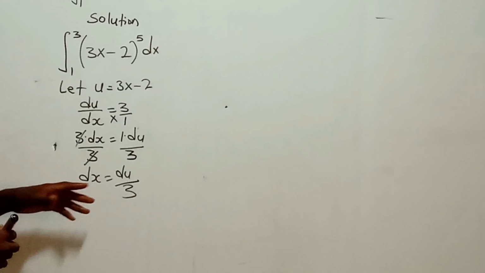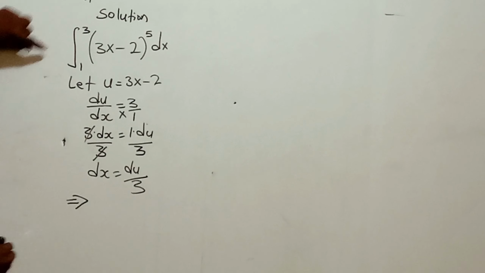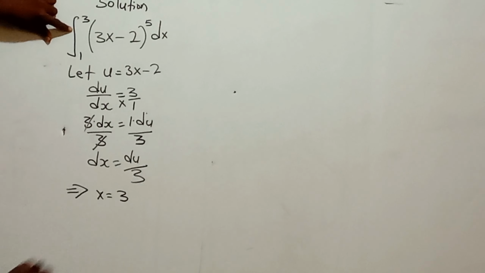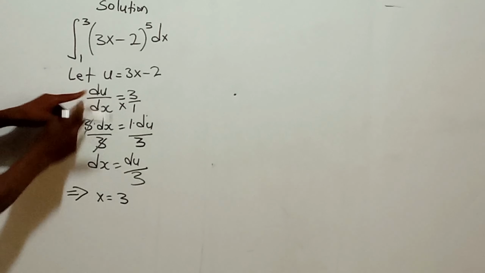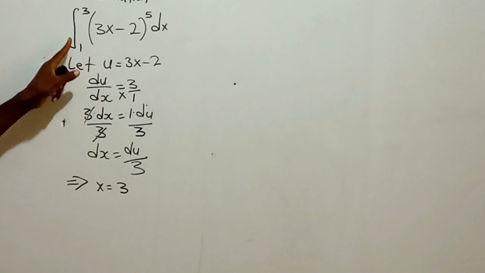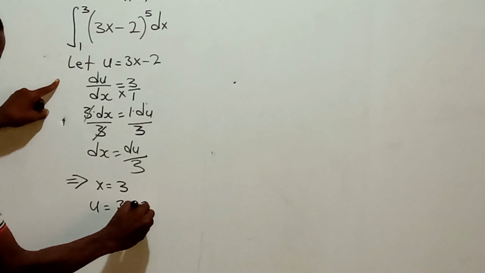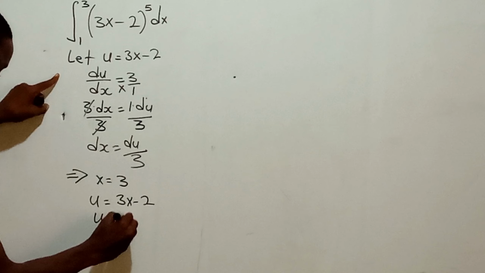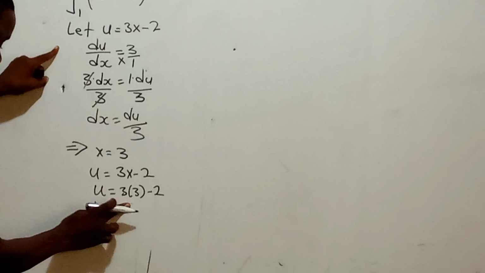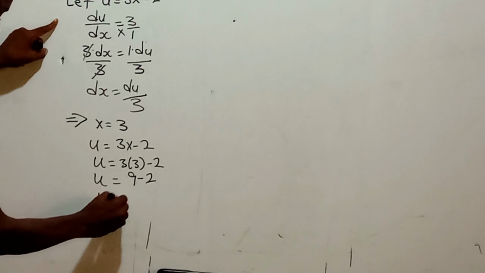After we have done this, from this point, we have x equals 3. Let us find the values for u by using this limit. But u is equal to 3x minus 2. You substitute, so 3 into 3 minus 2. So u is equal to 9, since 3 times 3 is 9, minus 2. So u is equal to 7.